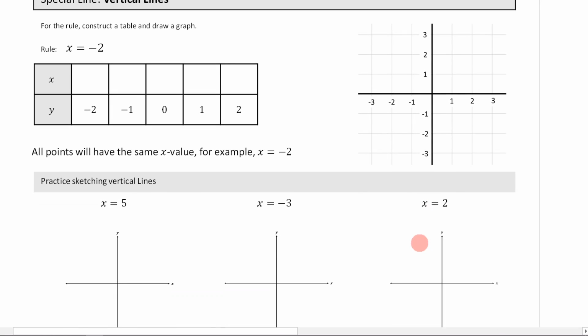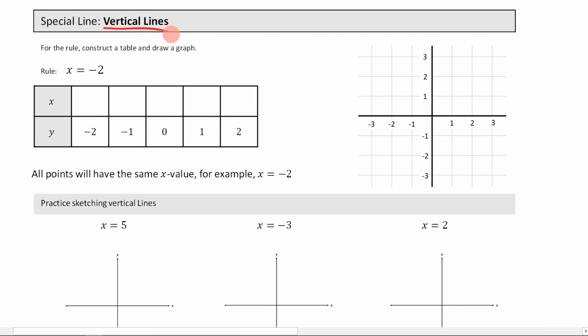Another special type of line is a vertical line. And vertical lines take this form right here. X is equal to something. And it follows the same logic as what we saw in the previous example. What it means is all the points will have the same x value. So x is always going to be equal to negative 2. It's just always equal to negative 2.